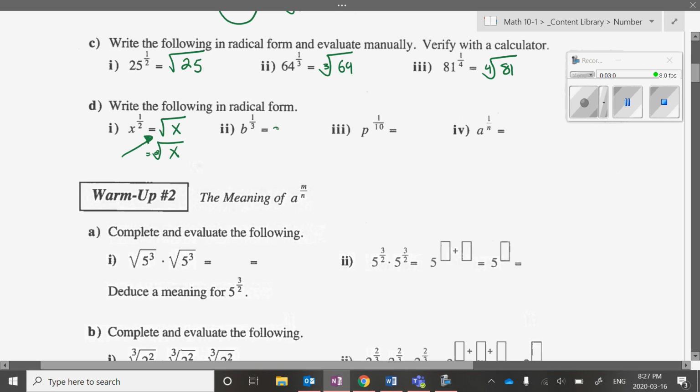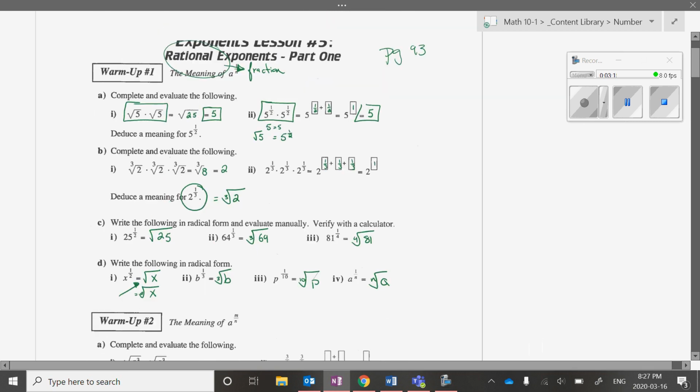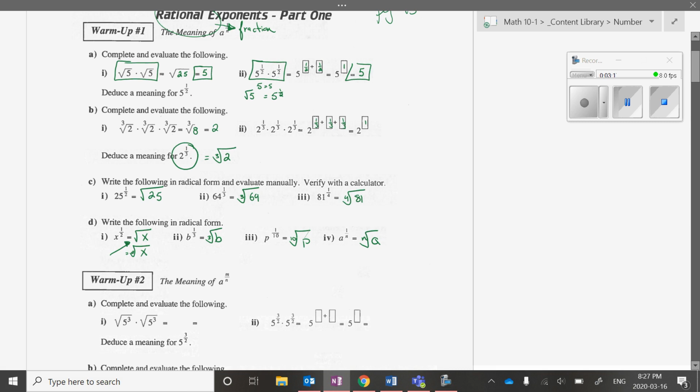B to the power of a third would be the cubic root of b, the 10th root of p, or the nth root of a. So our first rule then would be a to the power of 1 over n is equal to the nth root of a. That's our general rule.